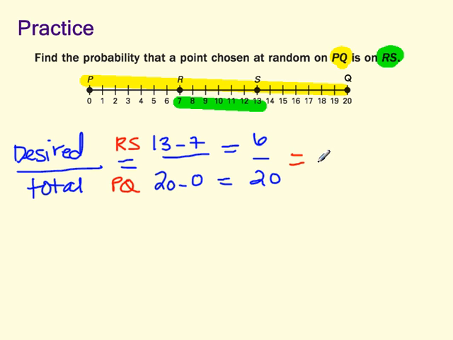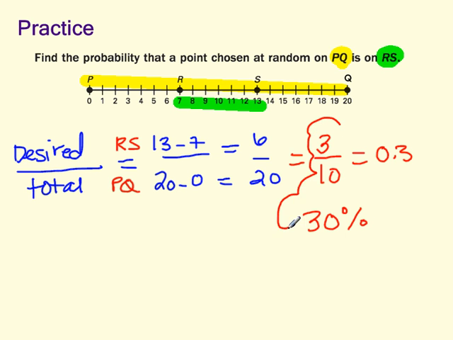This simplified, we end up with 3/10, or you can represent it as a decimal, which would be the same thing as 0.3, or you can represent it as a percent, which would be a 30% chance. So all of these would be appropriate answers, but you don't need to write all of them.